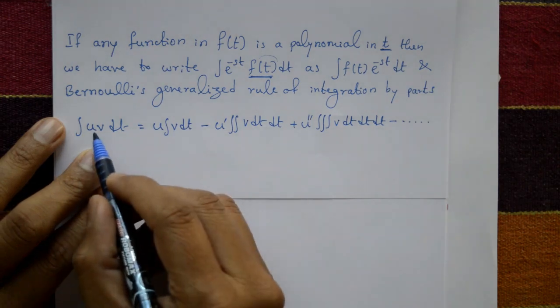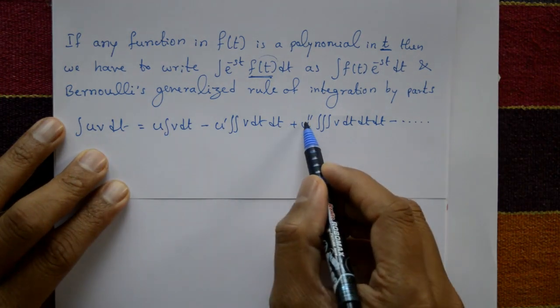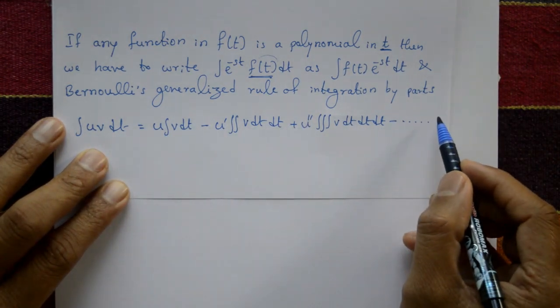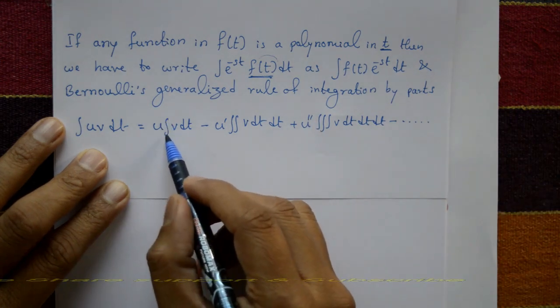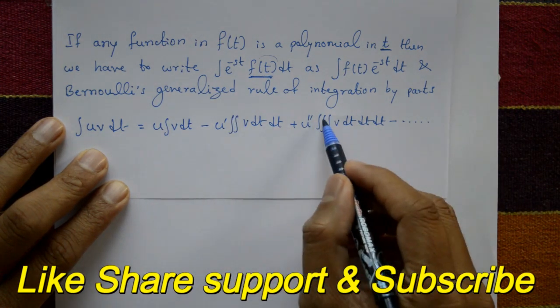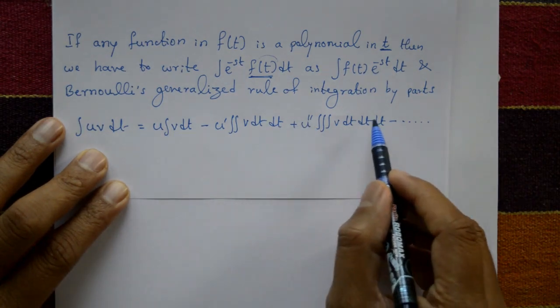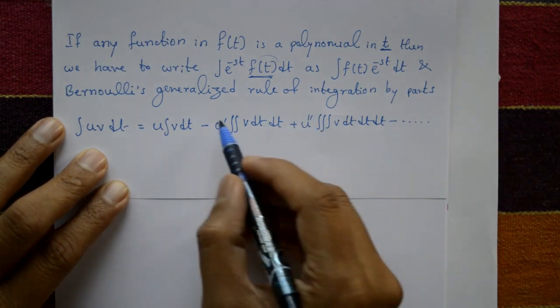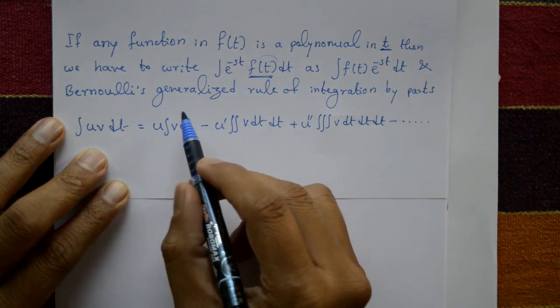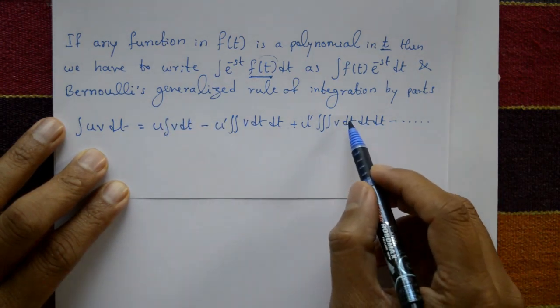Very simple. u, v; u dash, u double dash, u triple dash, and so on, differentiating the polynomial; and integration of v one time, two times, three times, four times like this. The signs are plus, minus, plus, minus, plus, minus and continue. Now this is Bernoulli's generalized rule of integration by parts.